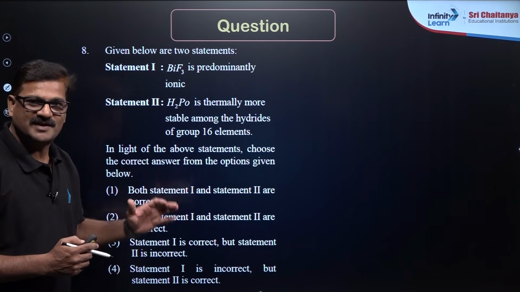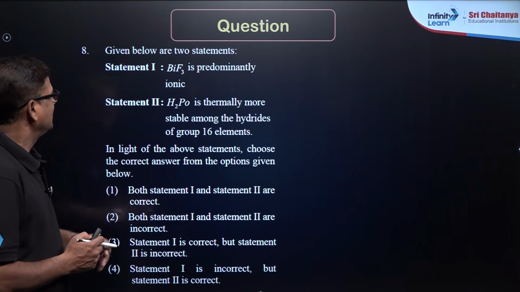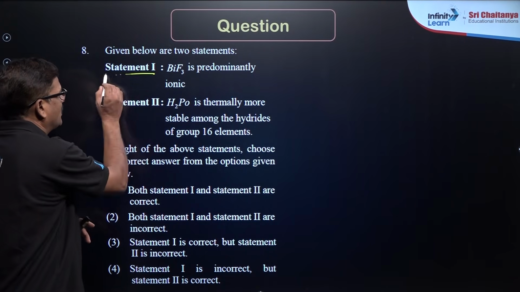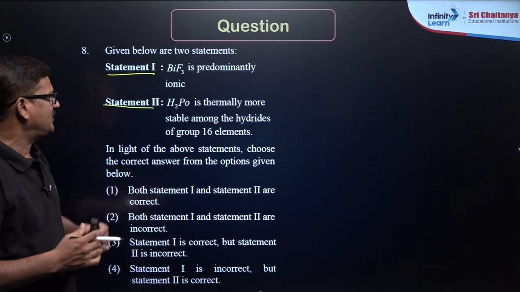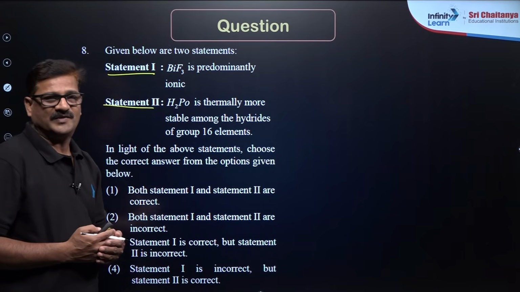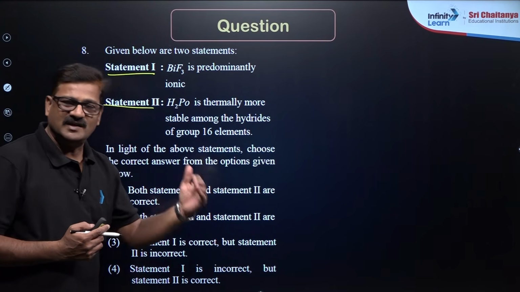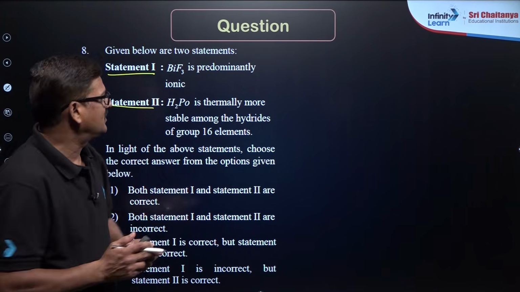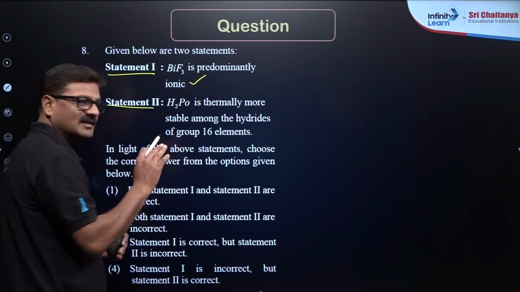Students, it is a question based on P block elements. Given below are two statements, statement 1 and statement 2. BiF3 is predominantly ionic. So BiF3, bismuth trifluoride, being a fluoride, is going to be ionic in nature, which is correct. It is given clearly in the NCERT.